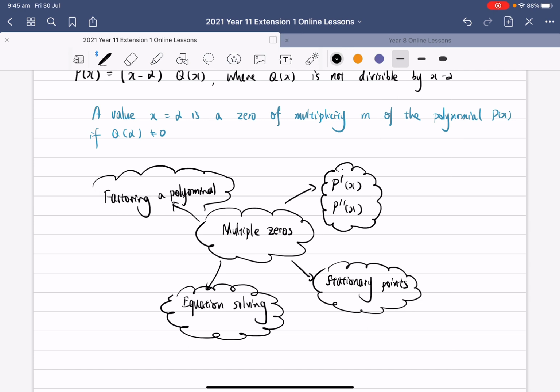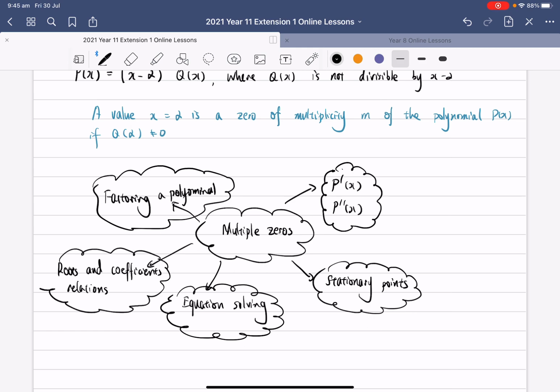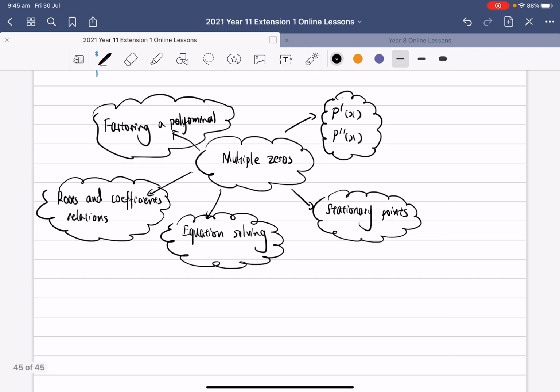Sometimes the question can be related to root and coefficient relations, like the sum of the roots and the product of the roots. Okay, so root and coefficient relations. All right, so in this lesson, we're going to talk about all of those factors.